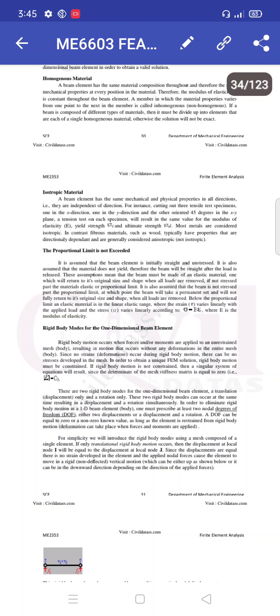Isotropic material. A beam element has the same mechanical and physical properties in all directions. That is, they are independent of direction. For instance, cutting out tensile specimens, one in the x direction, one in the y direction, the other 45 degrees in the xy plane, a tension test on each specimen will result in the same value for modulus of elasticity, yield strength, and ultimate strength. Most metals are considered isotropic.